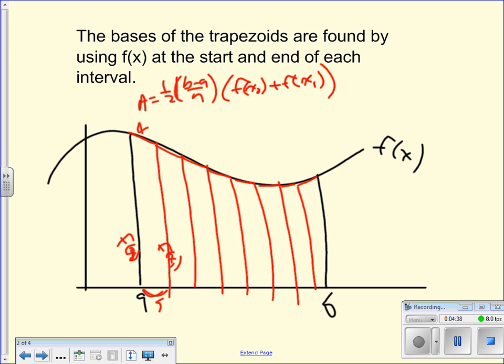Second trapezoid, same thing. Area of the second one is 1/2 times the width, (b minus a) over n. N is just how many trapezoids we have. And if they're all equally spaced, the width is the same. Times this side here, f of x sub 1, plus this length here, which is f of x sub 2.